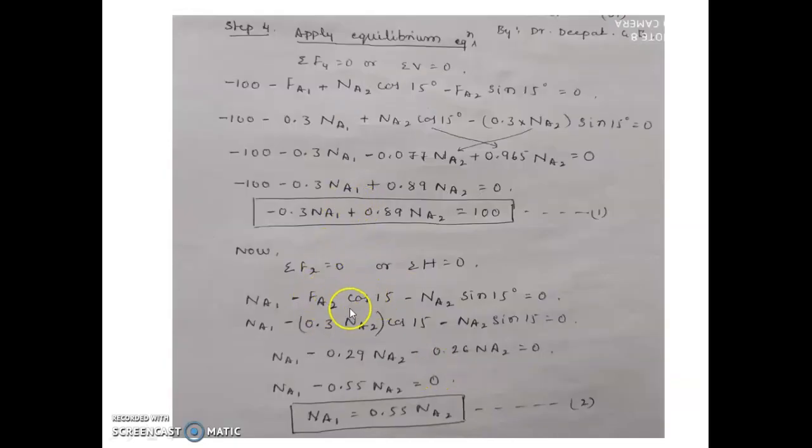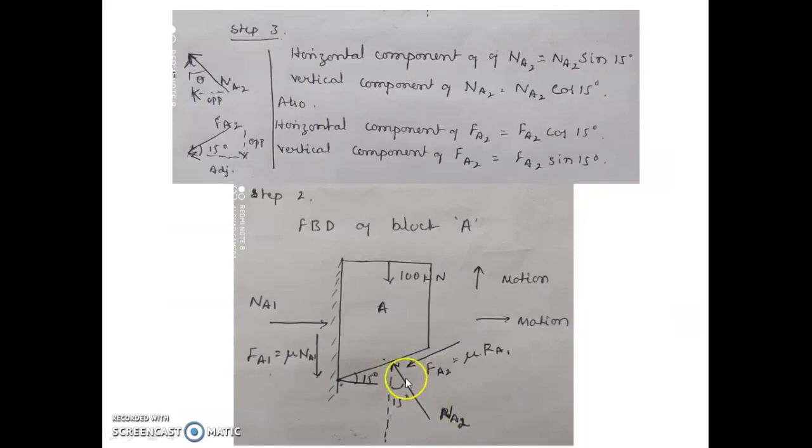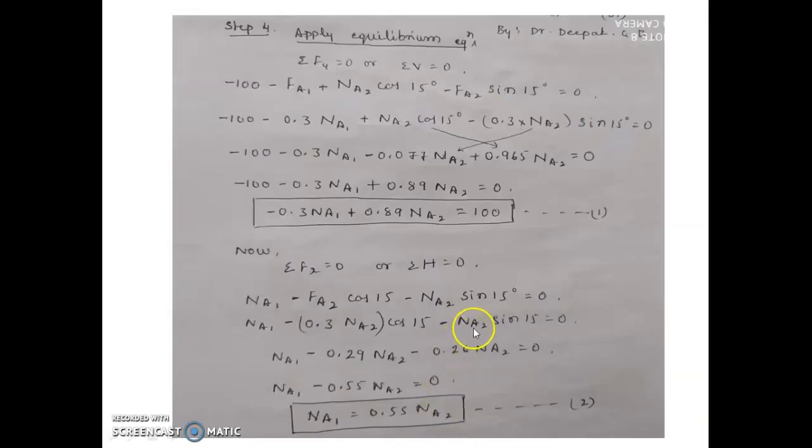One more force is this Na2. Na2 is inclined at an angle of 15 degrees with the vertical. So if I resolve it into the x direction, it will become Na2 sine 15 degrees. Since the angle is with the vertical, the horizontal component becomes sine. It is acting towards the left side, hence I took a minus sign over here.